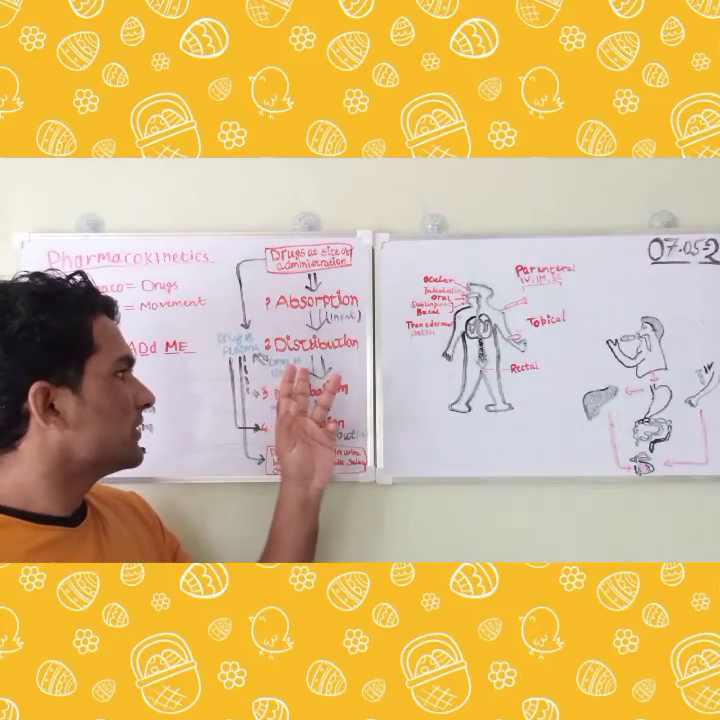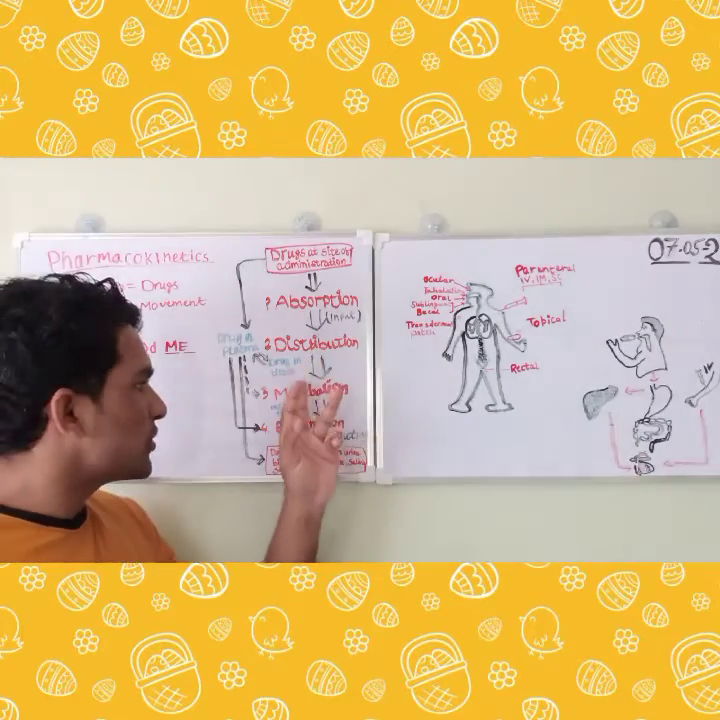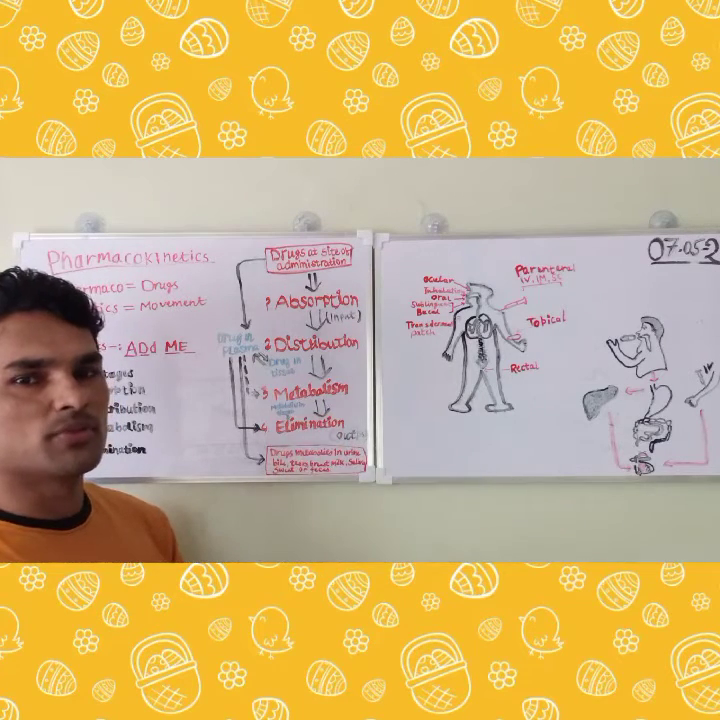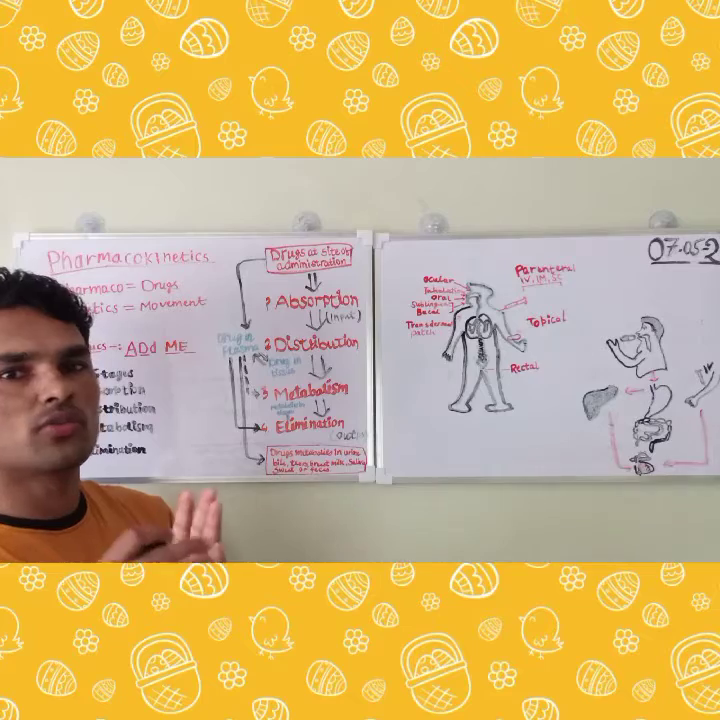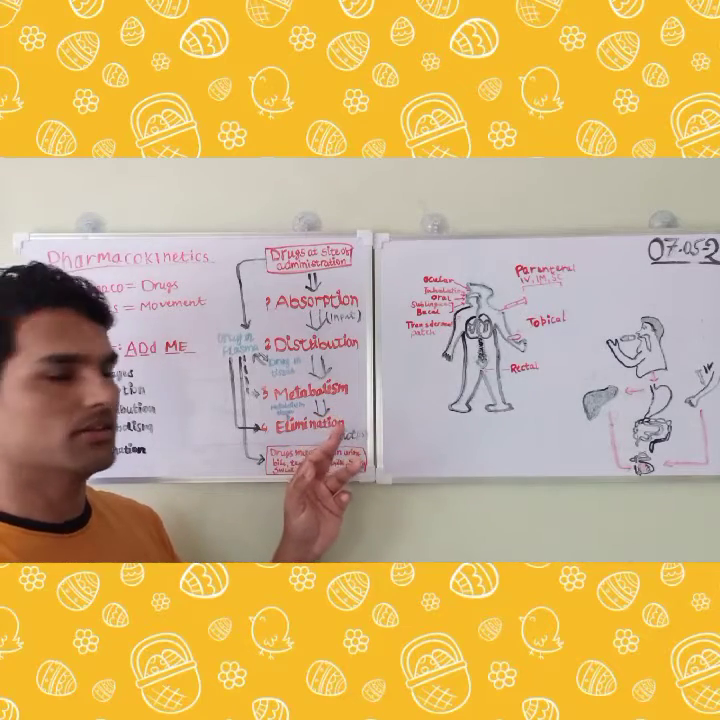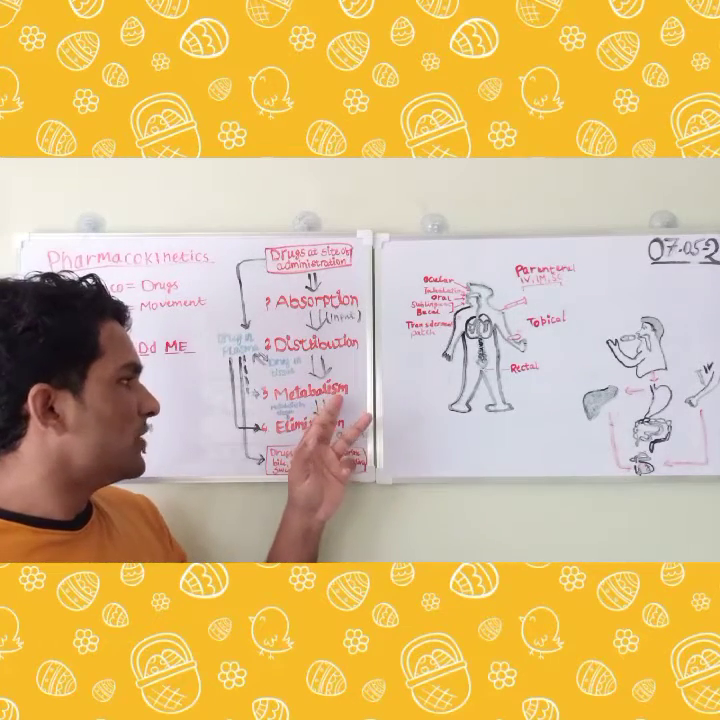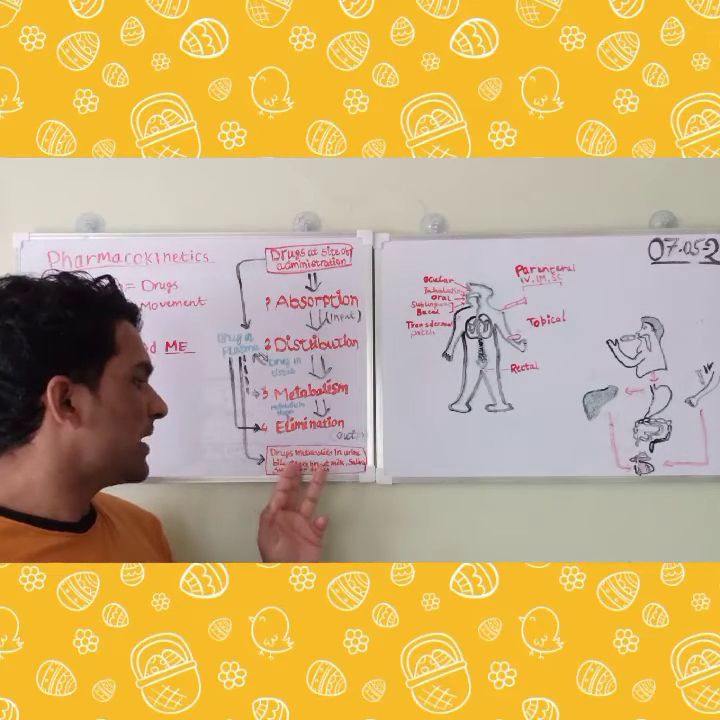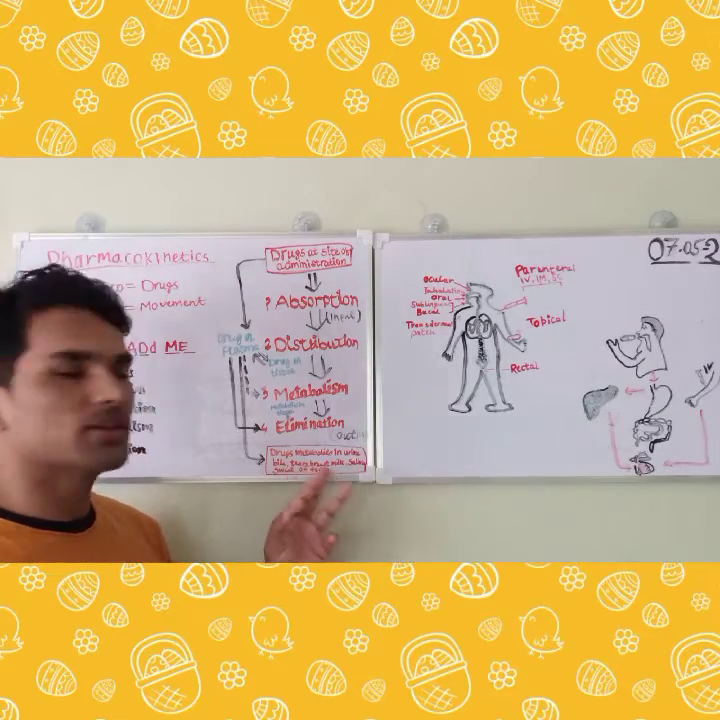Then after distribution, it goes to be metabolized. Metabolism means biotransformation. It will be transformed from one form to another for excretion. Then after metabolism, it will be eliminated out of the body through the urine, bile, tears, milk, saliva, sweat and feces.